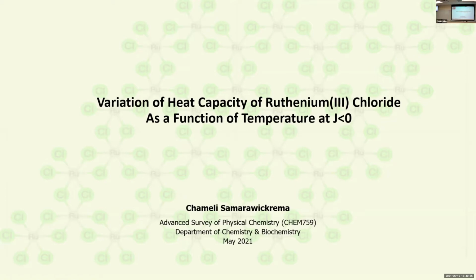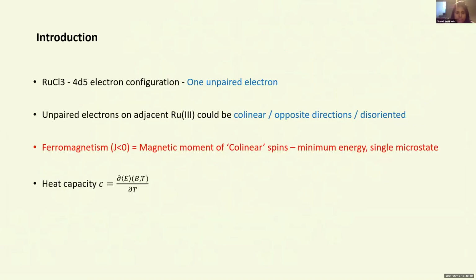Okay. Hi everyone. So I'm going to talk about the impact of temperature on heat capacity on ruthenium chloride at negative spin-spin coupling. For a quick introduction, ruthenium 3+ has only one unpaired electron in its 4d5 subshell.